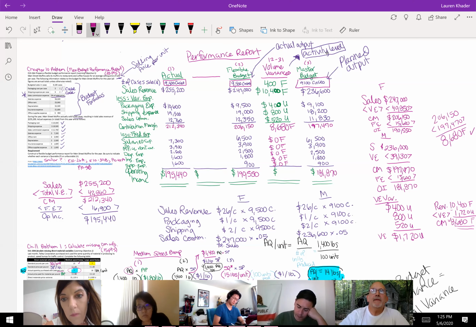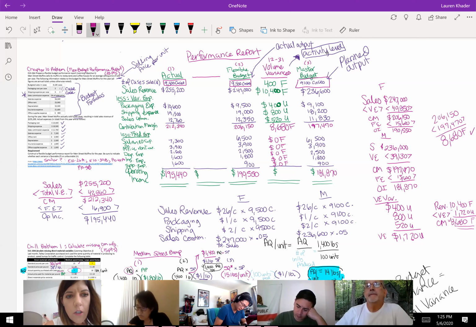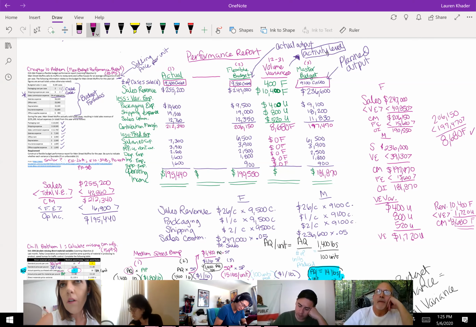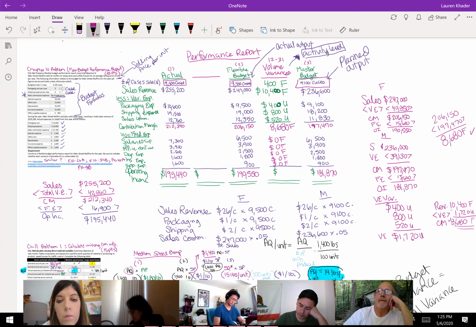Well, it's within your relevant range, right? Correct. Yes, it's within your relevant range. Thank you for bringing that up. And the problems on your test will be within the relevant range. If they weren't within the relevant range, then yes, you would have a step up or you would have an additional cost. Thanks for mentioning that, Wade.